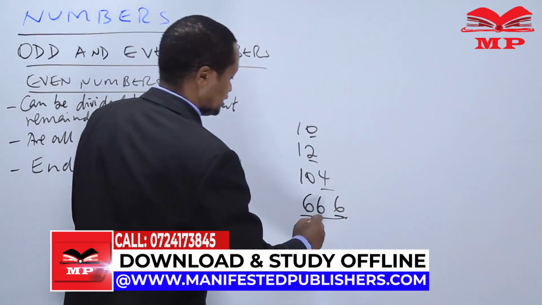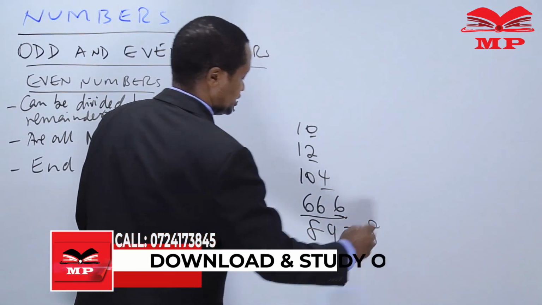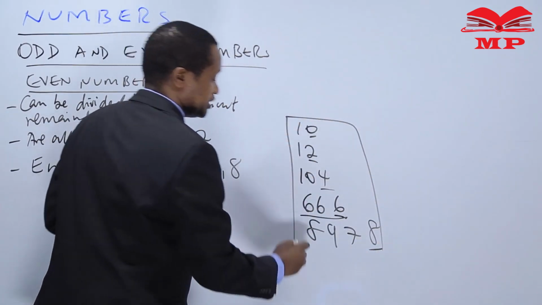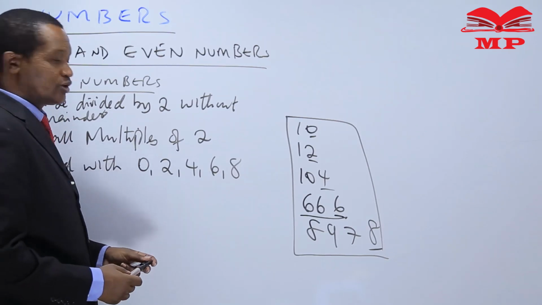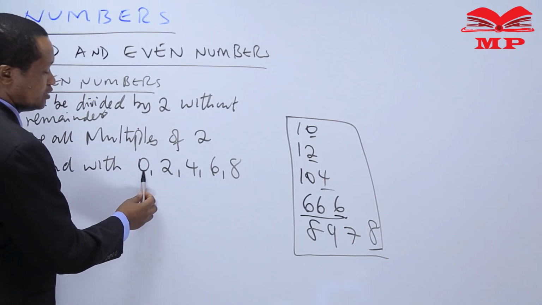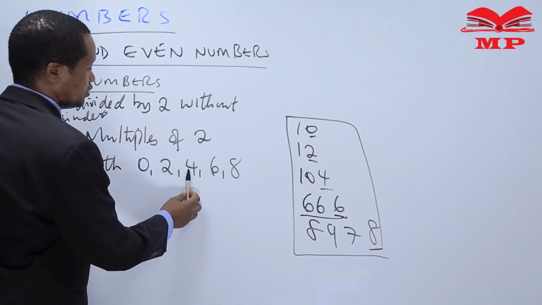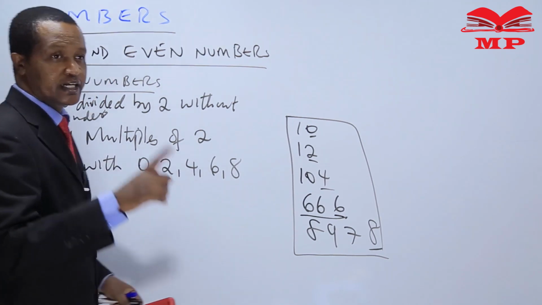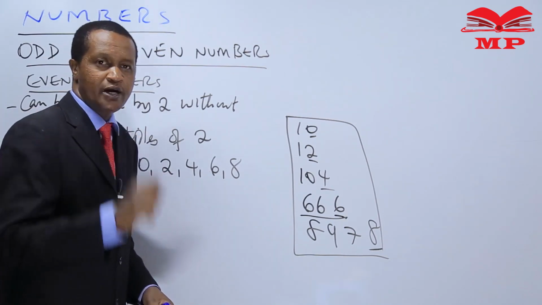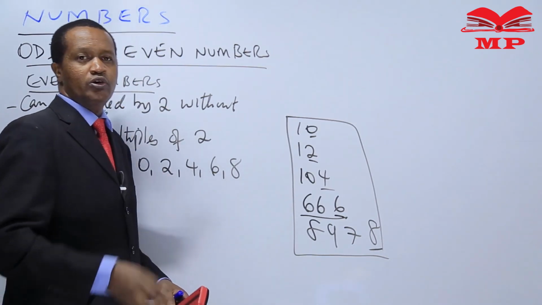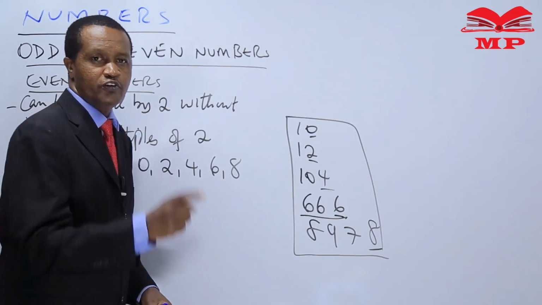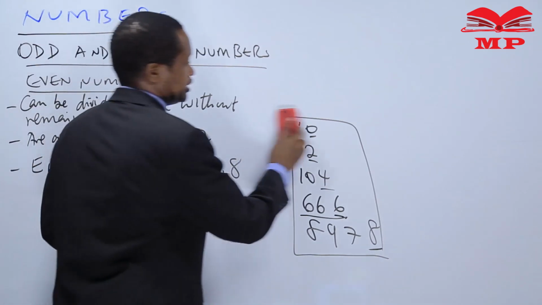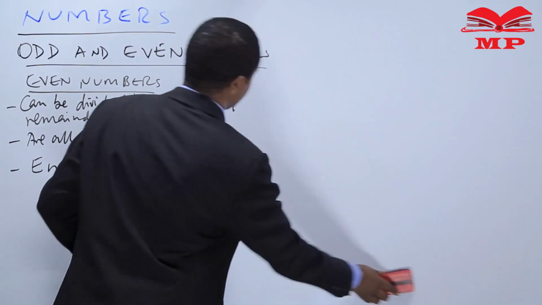A number like 8 has 8 at the end. So all these are even numbers. Why? Because they have 0, 2, 4, 6, 8 at the end. In other words, the last digit must be 0 or 2 or 4 or 6 or 8. So those are even numbers.